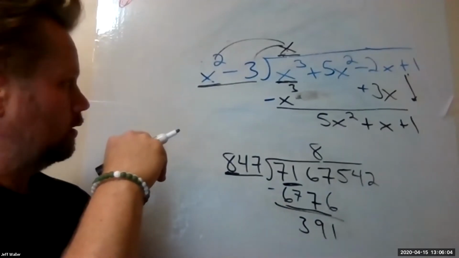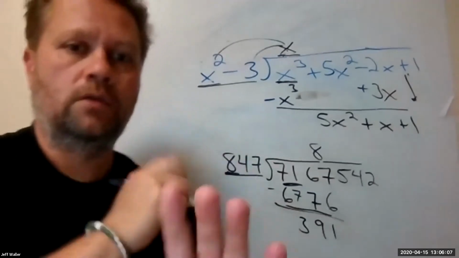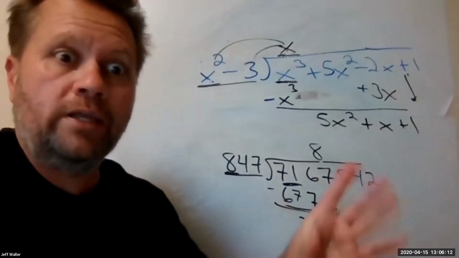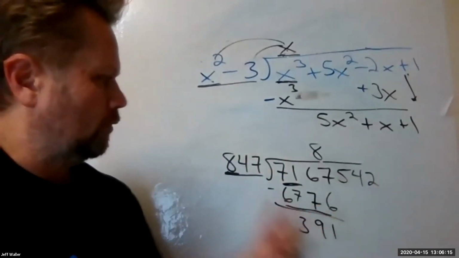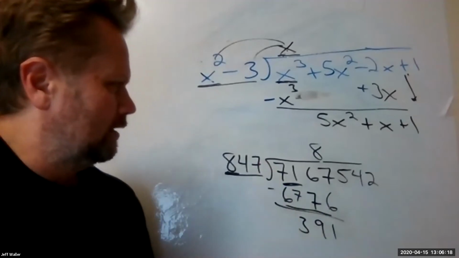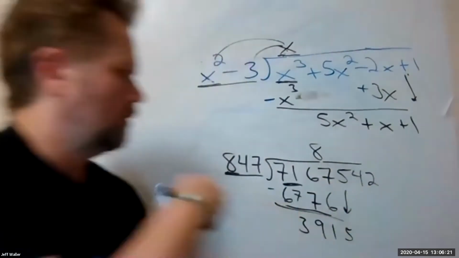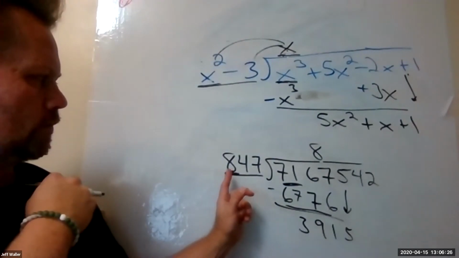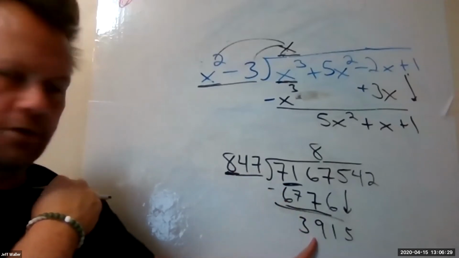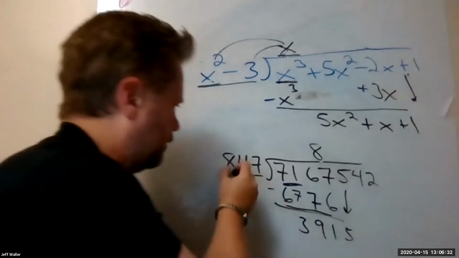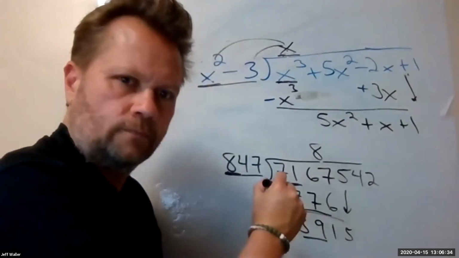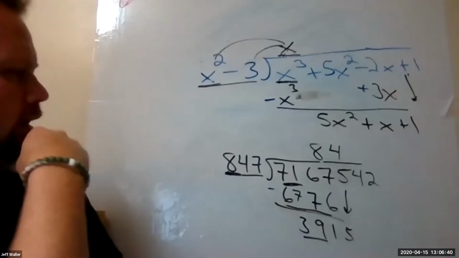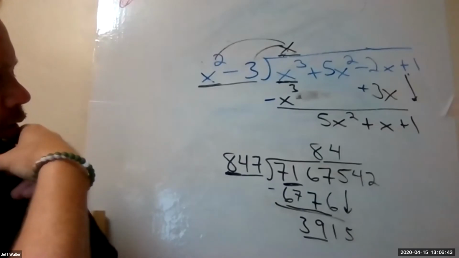Anyway. Looking at this, this is old news. If I gave you a problem like this, you should go, oh good, I can do this. What's the next thing? Oh, I forgot to bring down the 5. So now what's the next thing you would look at? 8 into 39, right? Do you see what I'm saying? You would look at 8 into 39, and that's 4. And then 4 times this mess. I don't know what that would be.